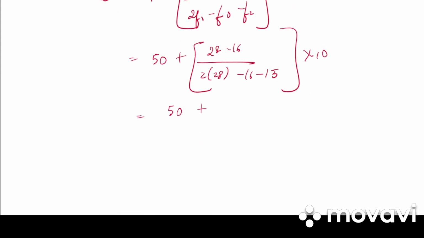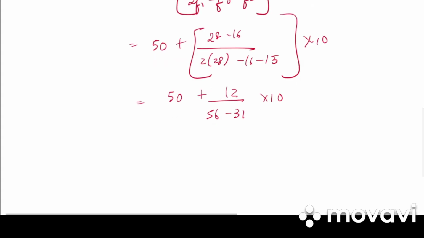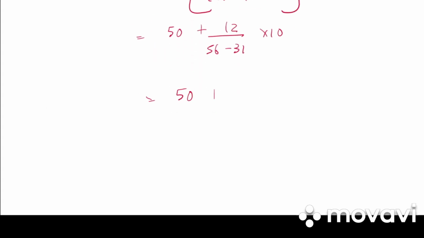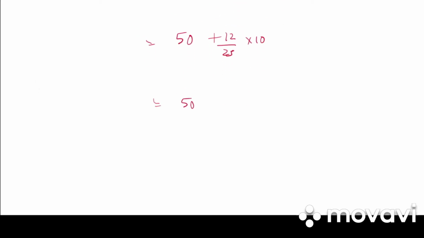So it is 50 plus 12 divided by 56 minus 31 into 10. 50 plus 12 divided by 25 into 10. 50 plus 4.8, that is 54.8. Therefore, mode is equal to 54.8.